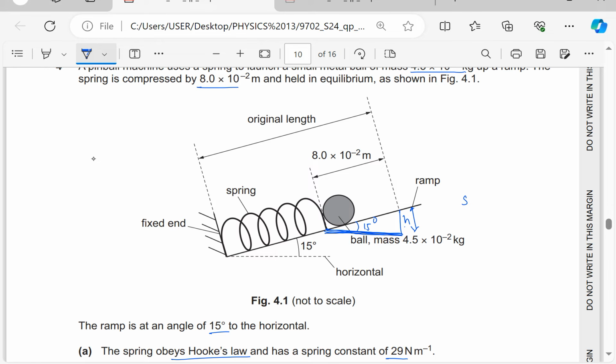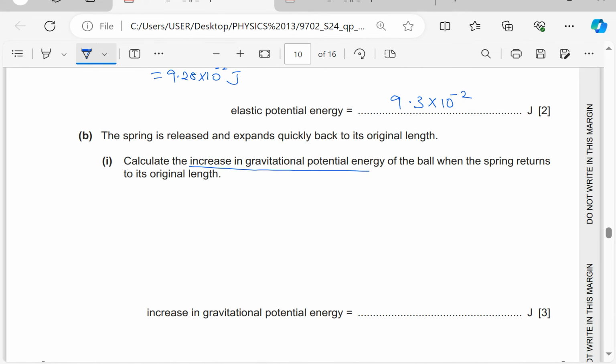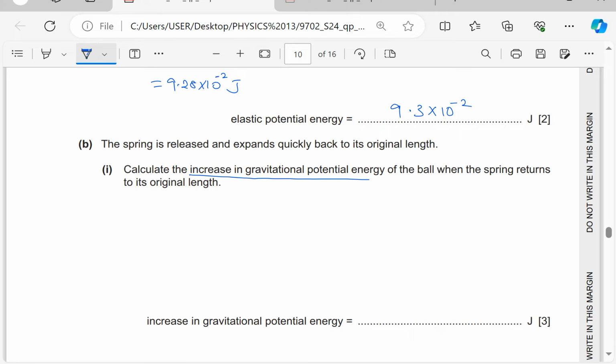So we have sine, opposite over hypotenuse. So sine of 15 is equal to the opposite, which is the height h, or the change in the height h, over the hypotenuse, which is 8 times 10 to the power of minus 2. That means the change in height is 8 times 10 to the power of minus 2 sine of 15. That is the vertical height, or the increase in the height. So the question is calculate the increase in gravitational potential energy. So the increase in gravitational potential energy is going to be mg times the change in the height h.